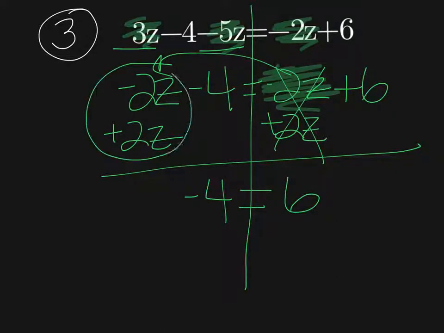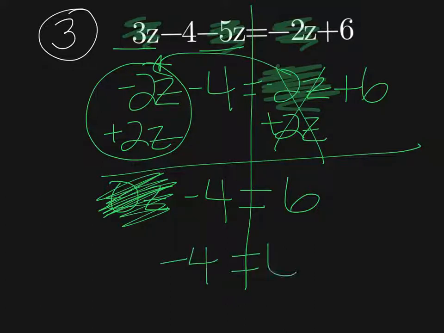Now look what happens here. I have a negative 2z plus a 2z, which actually gives me 0z. But remember, that's multiplication. What happens when you multiply 0 times anything? It's 0, so it goes away. So right now I have negative 4 equals 6.